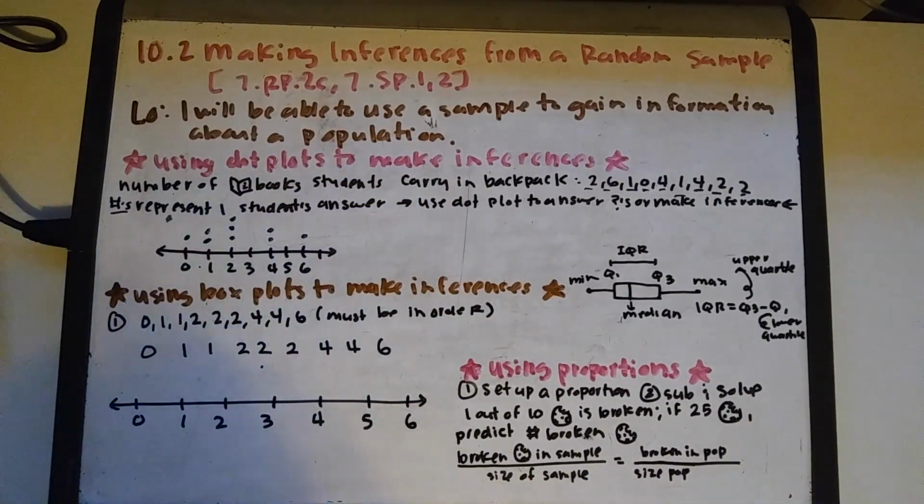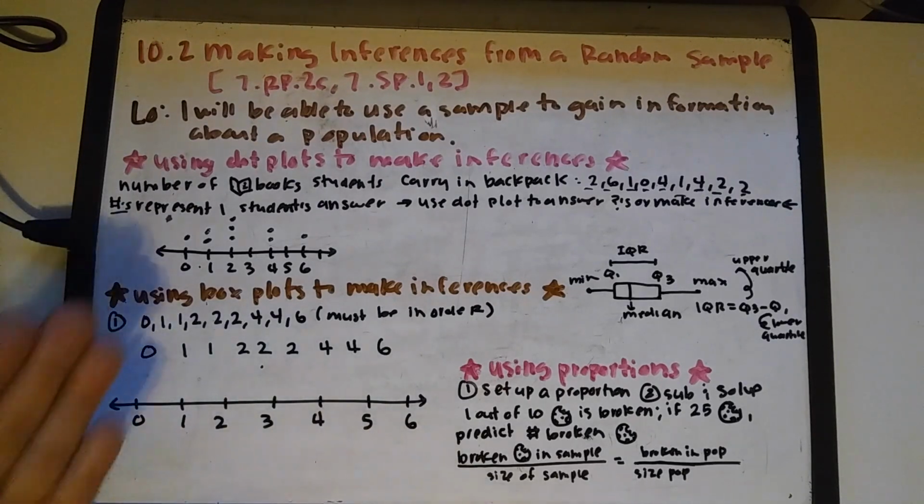So for instance, I can ask, okay, what is the minimum number of books that students carry? That will be 0. What about the maximum? 6. And then we can say, okay, who was the most number of books that are carried? 2. Okay, so these are questions that you can answer by just looking at the dot plot.